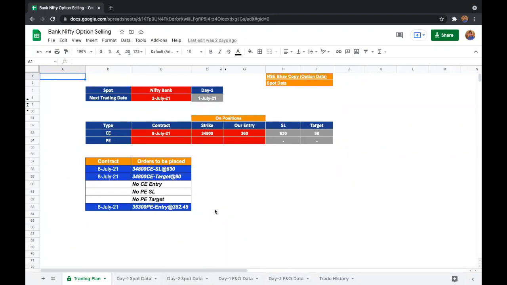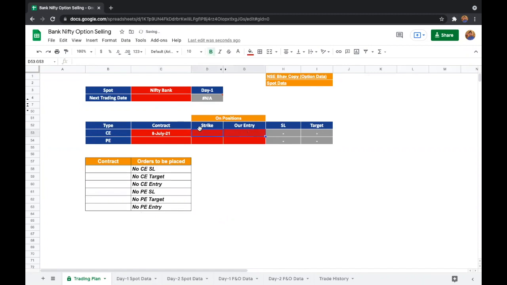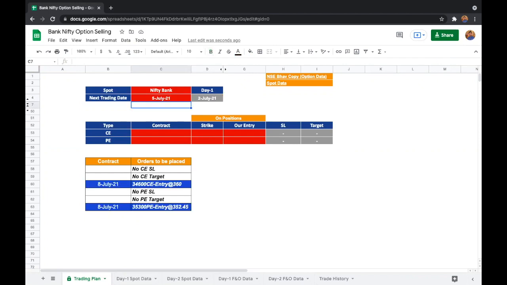As you can see, this is the trading plan sheet for Bank Nifty option selling. Whatever red cells you see, we have to enter these red cells daily. We have to enter the data here daily, right? On the basis of that, the formulas are set, and we get the orders for the next trading day. So let us say that today is 3rd July, and the next trading day for us would be 5th July, that is Monday. So let us enter here 5th July 2021, right?